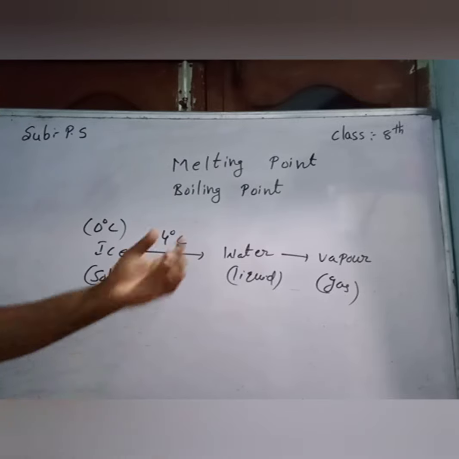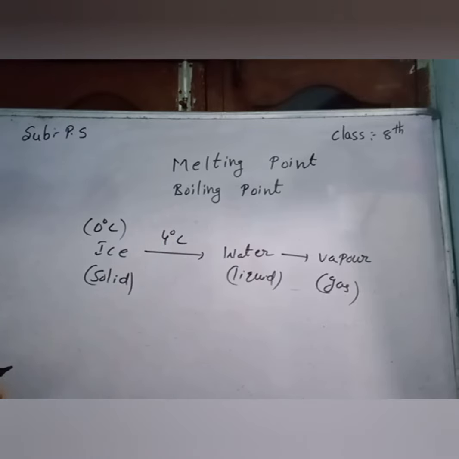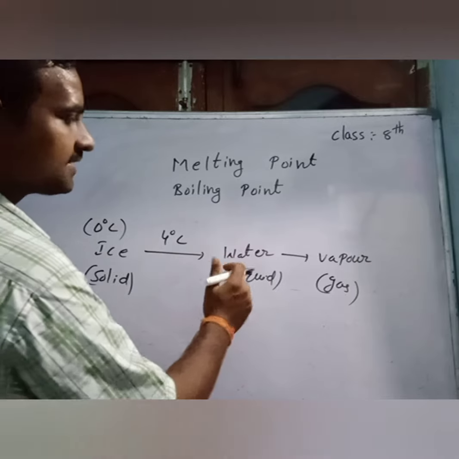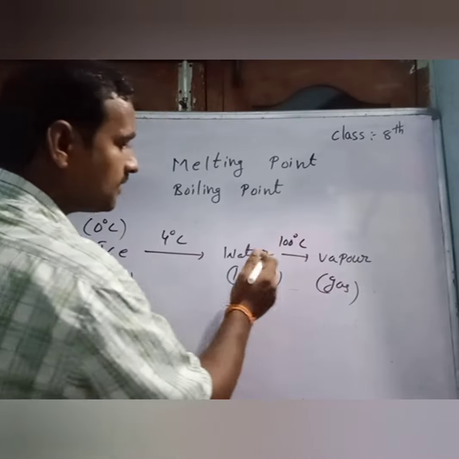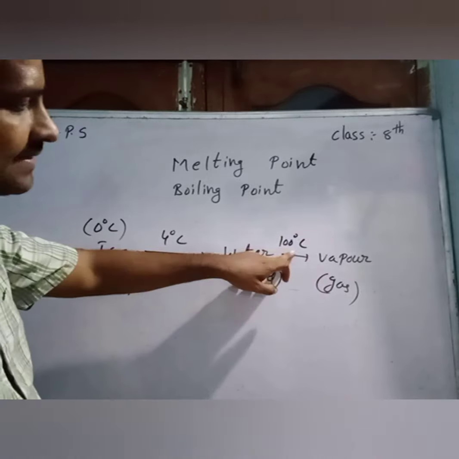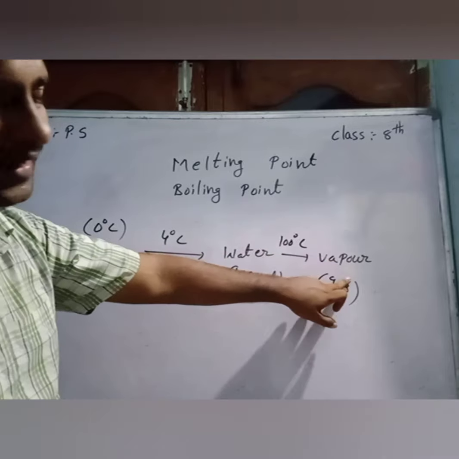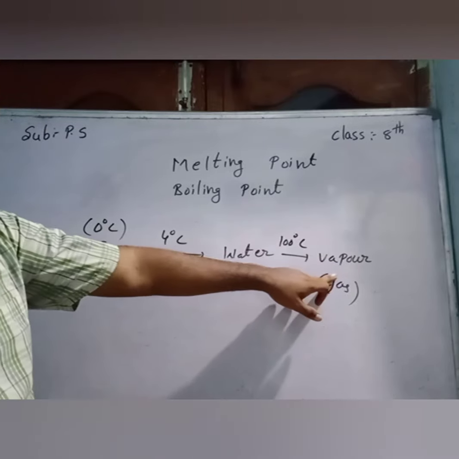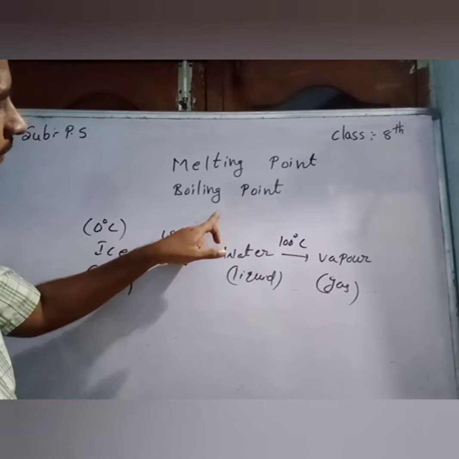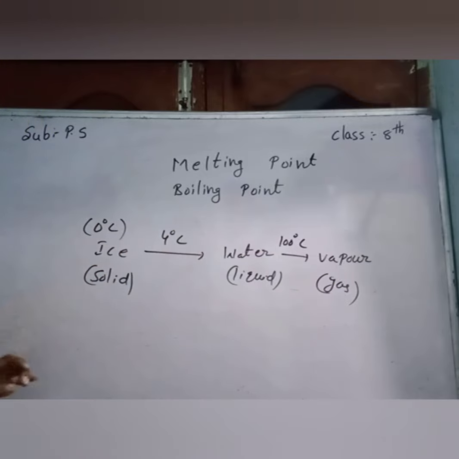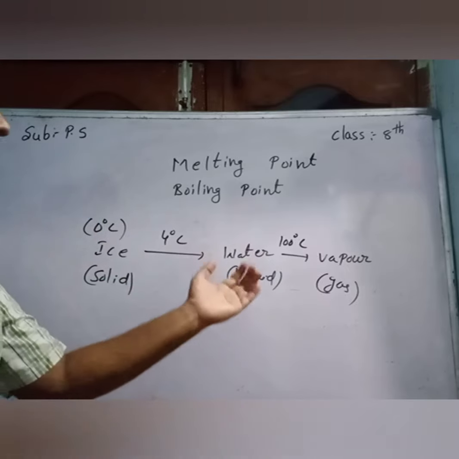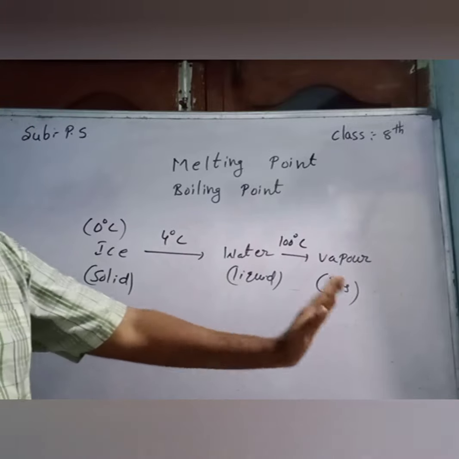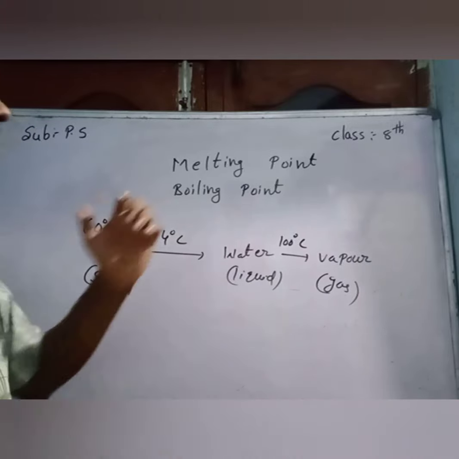Clear? Now what is boiling point? For example, take water. By using temperature, water converts into vapor. At which temperature? Simply 100 degrees Celsius. So when water reaches 100 degrees Celsius, water converts into water vapors or vapor form. Clear? So this temperature is called the boiling point of water. So what is the boiling point? The temperature at which the liquid converts into vapor state or gas form is called boiling point.